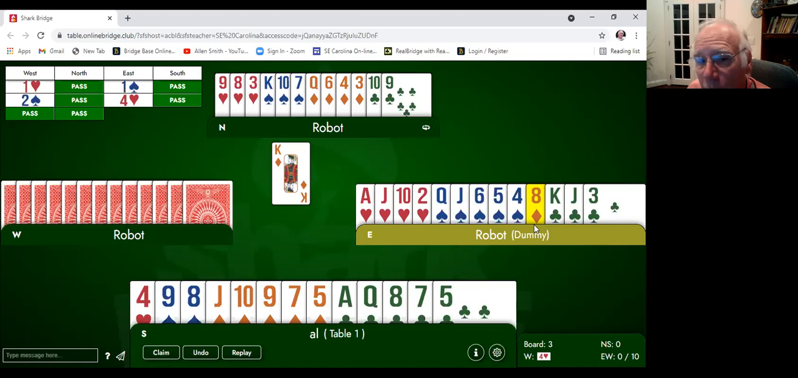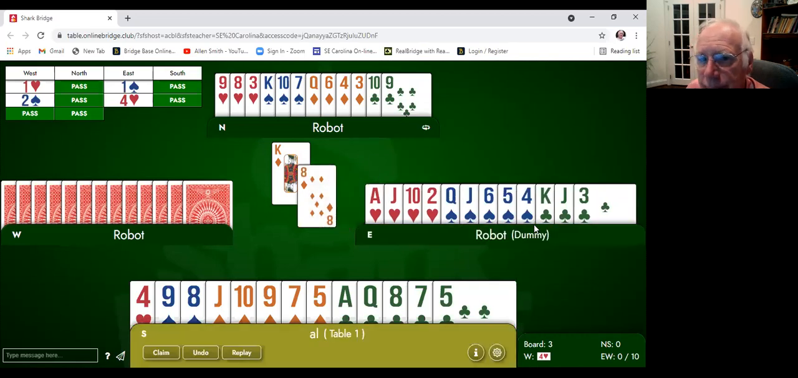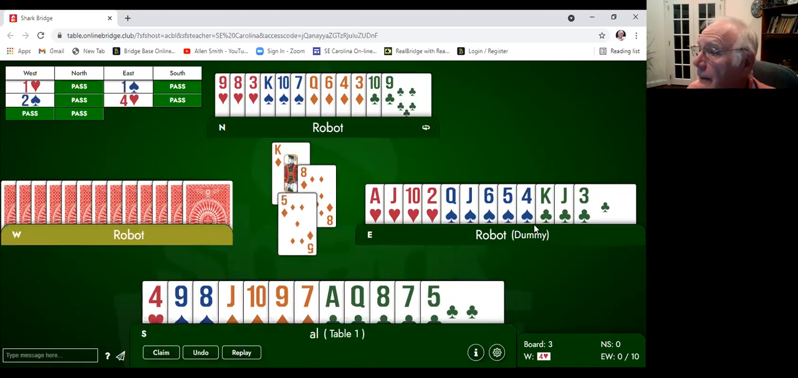led. So what I'm going to do is give a suit preference signal. So the 8 gets played. All right. Now, what suit do we want? Well, we want clubs. So what's lowish? We play the 5 of diamonds. My partner notes that and says, okay, if I get in, my partner wants a club lead.